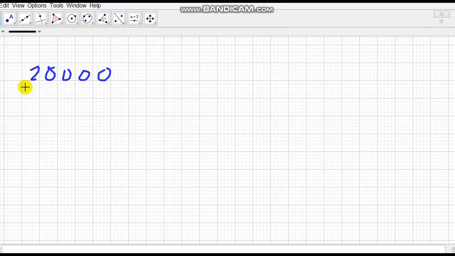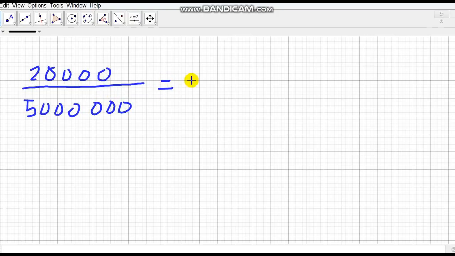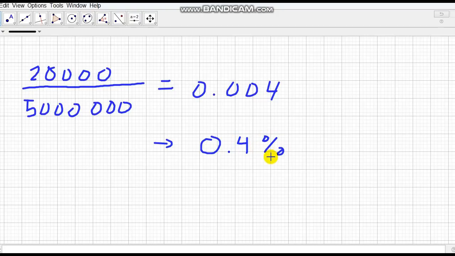So in our example, there are 20,000 shares and a total of 5 million shares or stocks. If we divide that, we would get 0.004, which means 0.4%. So a person who has 20,000 stocks out of 5 million stocks would own 0.4% of the company. If you own more stocks, then you have a higher percentage of ownership of the company.